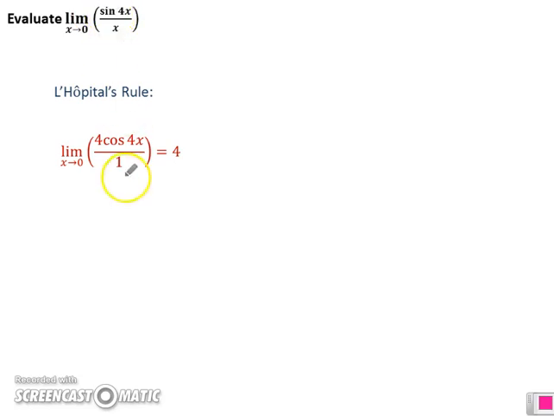Okay, let's do another one. I'm going to show you this 2 ways. L'Hopital's rule is the easier way, so we'll do that one first. Again, if you plug in 0 right away, you end up with 0 over 0 again. But if you take the derivative of the top, you have to use the chain rule, because the derivative of sine is cosine, leave the inside alone, and then take the derivative of the inside, which is just going to be 4. So 4 times cosine 4x. And now if you plug in your 0, you get 4 times the cosine of 0, which is 4 times 1, which equals 4.